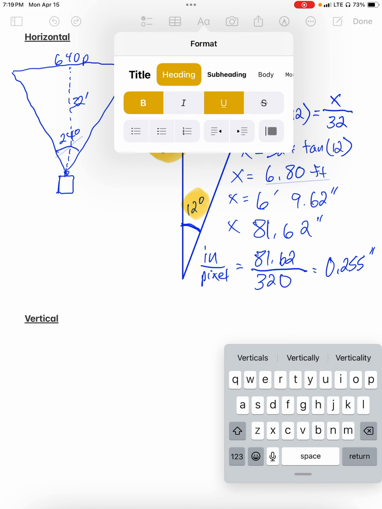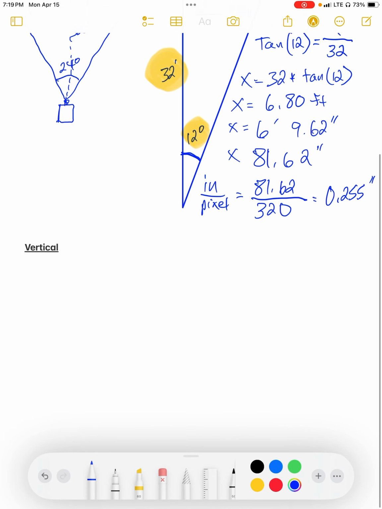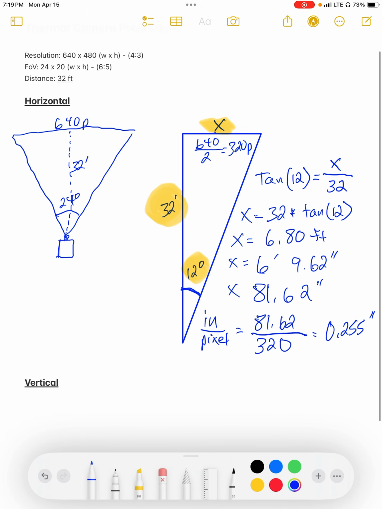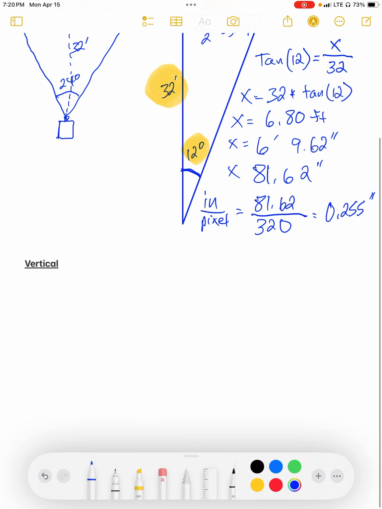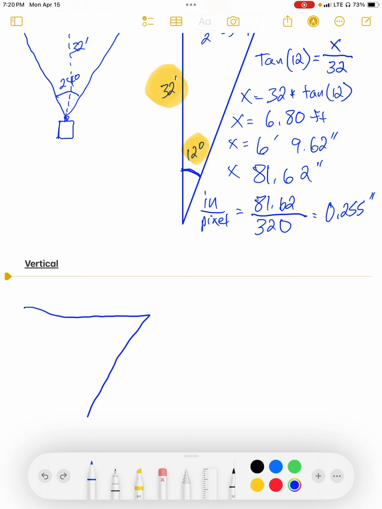And so let's add a new section here for vertical. And we're going to get our pencil back out. And so for vertical, remember our resolution now. So if I draw my same triangle again, I'm going to bring that down just a little bit more. Make a triangle. And it's not exact.